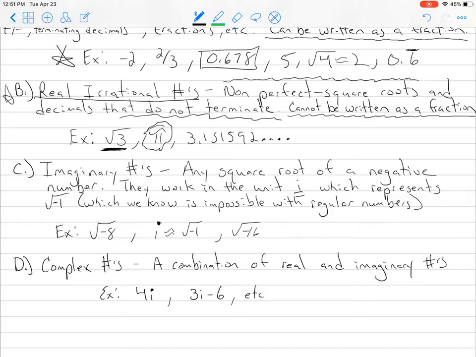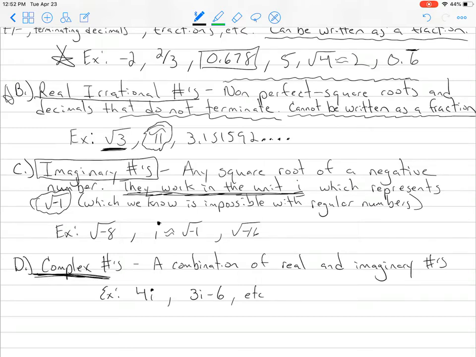Then we have something all new, which I'm pretty sure should be new to all of you. And this is called your imaginary numbers. Imaginary numbers come from basically when you're trying to take a square root of a negative number. These imaginary numbers work in the unit called i. Okay, so that's something new. i is an imaginary number, and i represents the square root of -1, and you're going to see this later on in this video. And we know this is impossible with regular numbers because no number times itself can be negative. So there's no way, like 1 times 1 isn't -1, and -1 times -1 isn't -1. So that's why we have this imaginary number i, which represents the square root of -1. So an example of an imaginary number would be the square root of -8, or i, or the square root of -16. These are all imaginary numbers.